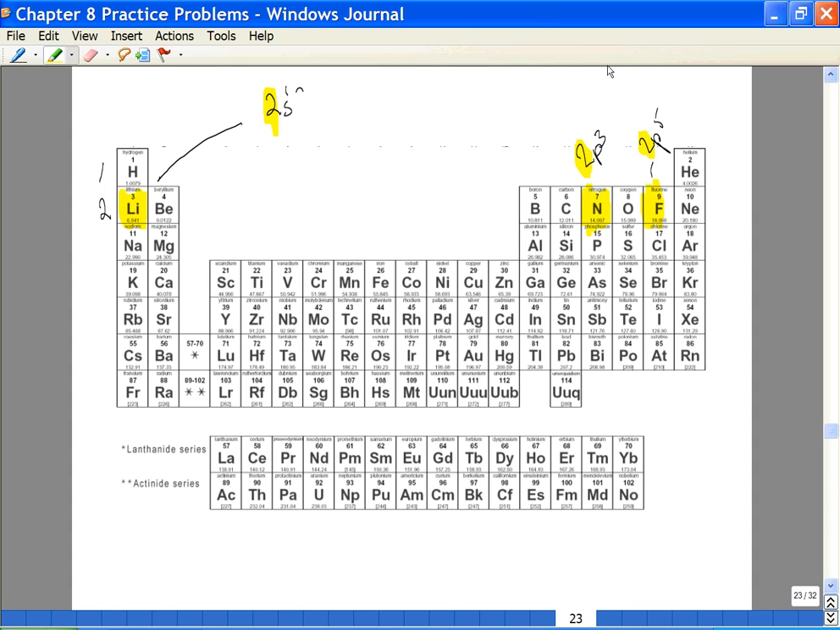When you get down here, you would have to consider the transition elements in period 4 and up. If that still poses a problem for you, come and see me.